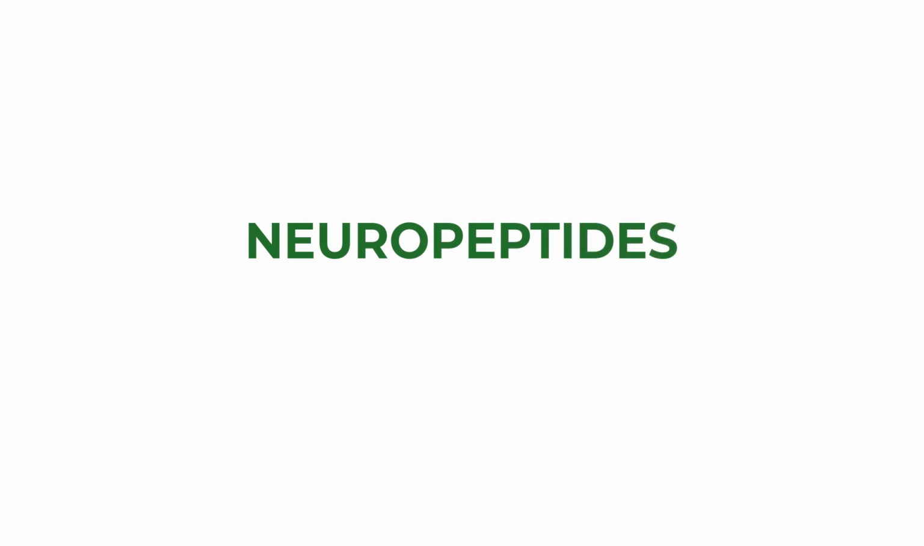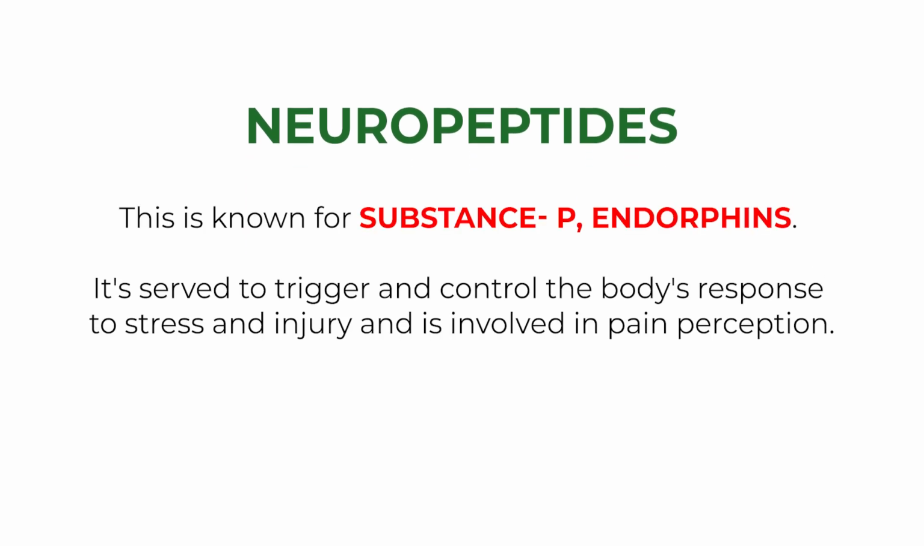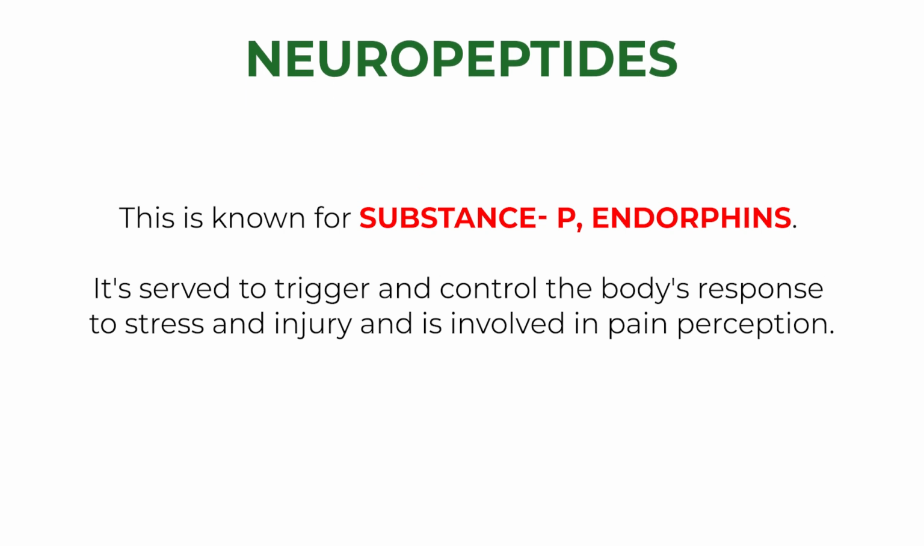So the 6th one is the neuropeptide. This is not most commonly asked in the exam, but 1 or 2 students can get questions related to that. The examples of that are the substance P, the endorphins. So basically they are produced anytime an individual is having a stress-related problem or they have any kind of injury. It is also involved in pain perception most often.